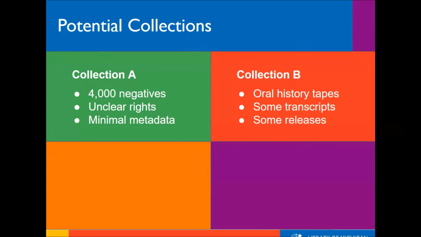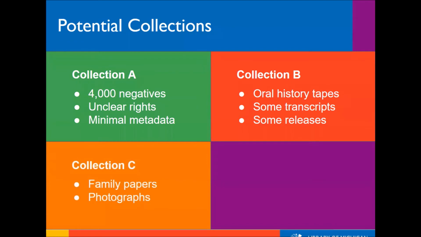The second collection, Collection B, is an oral history collection of 100 audio tapes of soldiers from World War I that were recorded in the mid-20th century. There are varying levels of documentation, including sporadic releases and transcripts.